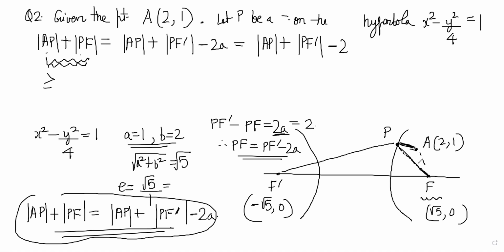Correct. But now what we will say is, we would have said it is greater than or equal to AF, but now here I will get AP plus PF dash is greater than or equal to AF dash, right? I'm doing triangle inequality on these two sides. Since this is a longer side, I get a more strict inequality here.